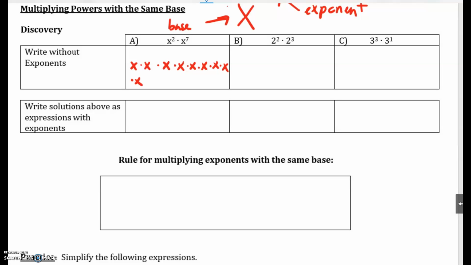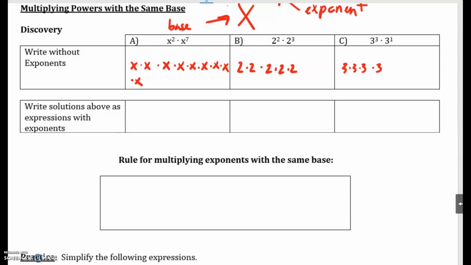All right, let's do the same thing with letter B. Let's write it out. So 2 squared is the same thing as 2 times 2, times 2 to the 3rd, which is 2 times 2 times 2. All right, letter C, 3 times 3 times 3, times 3 to the 1st. Well, that's just one 3. So that is another representation of what an exponent is.